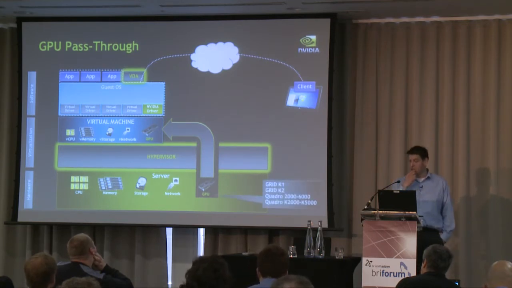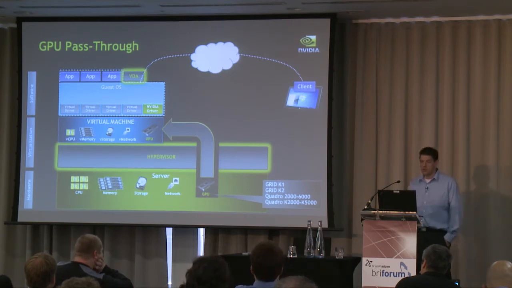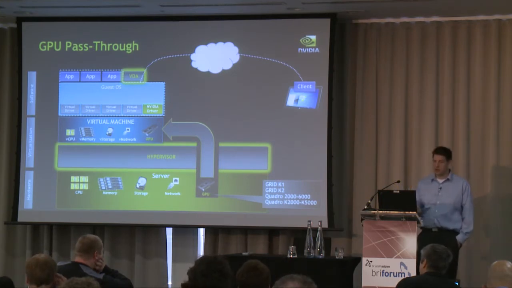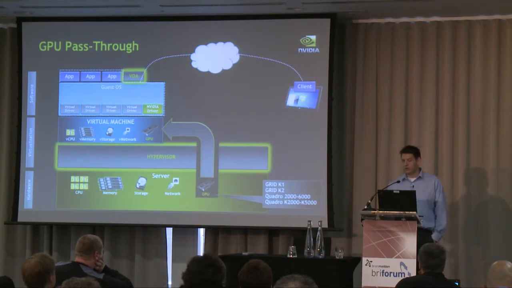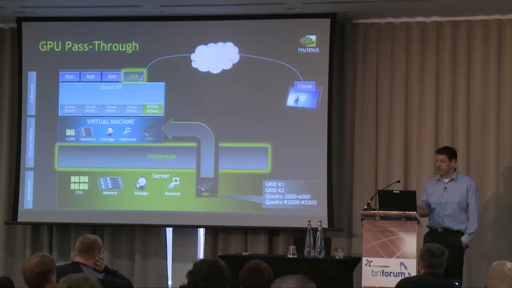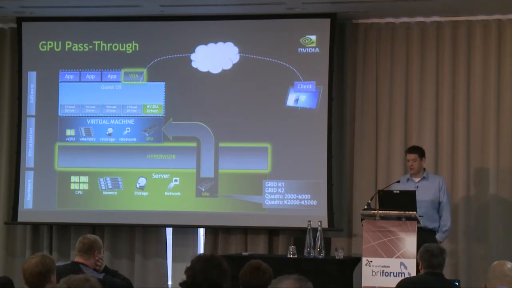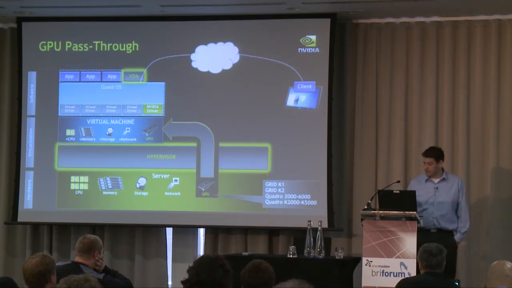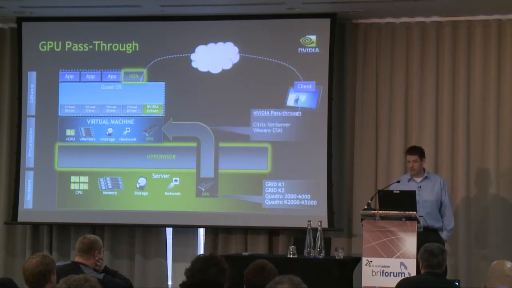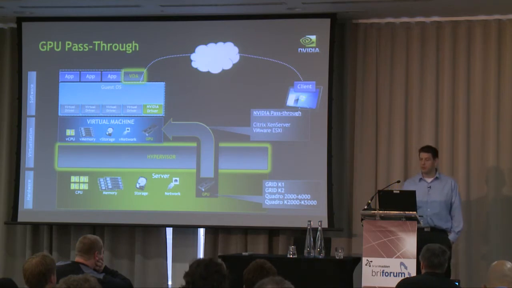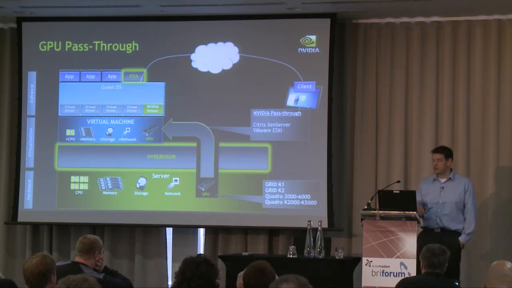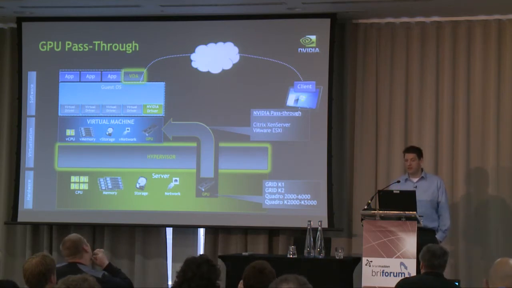And so what are the different products which support this kind of technology? There's clearly Grid K1, K2. They're all our Quadro 2000 to 6000 boards, and then also our Kepler technologies K2000 to K5000. At the hypervisor level, pass-through is supported currently by Citrix XenServer and VMware ESX.